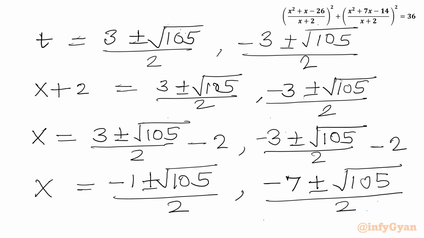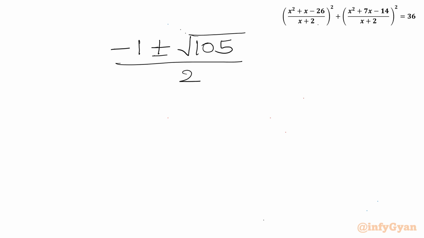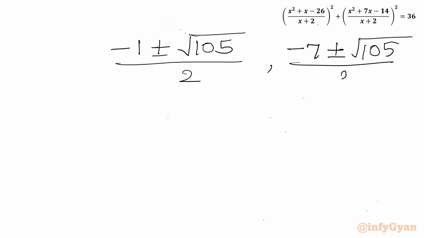So our final answer for this problem will be, let me write here, (−1 ± √105)/2 and (−7 ± √105)/2. This will be our final answer.